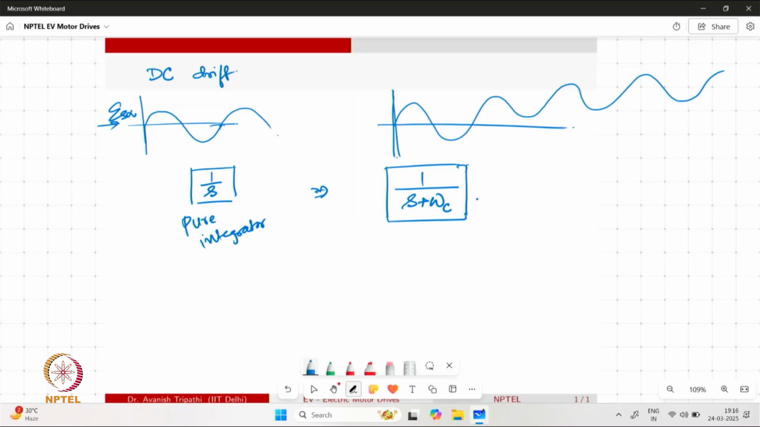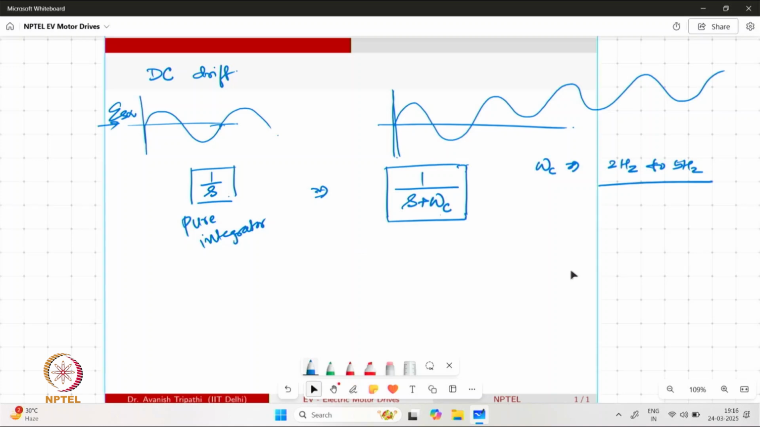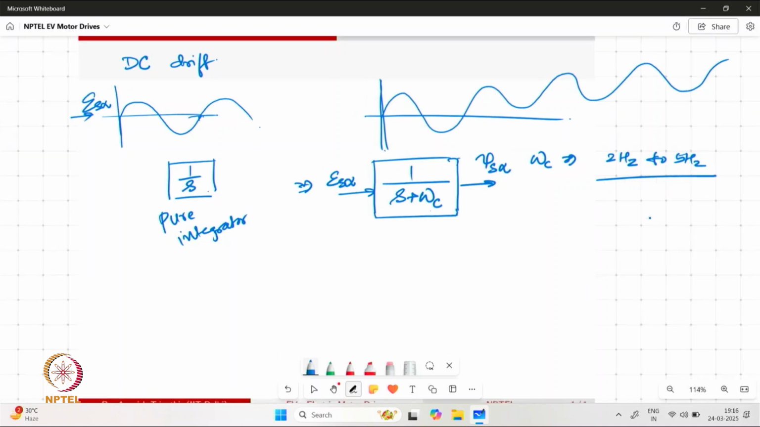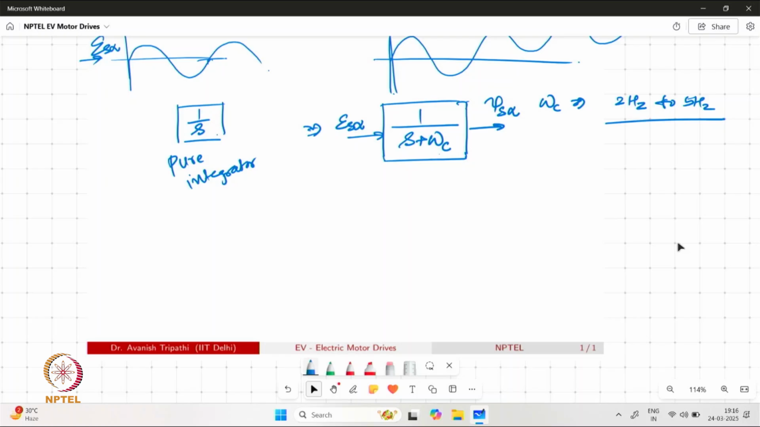However, the pole is not sitting at origin, same as a pure integrator. So this omega c may correspond to a low frequency, say 2 hertz to something around 5 hertz. Now what happens on account of this block? Once we are feeding our E S alpha, for example, to obtain psi S alpha, there is some correction which is getting involved in this process.